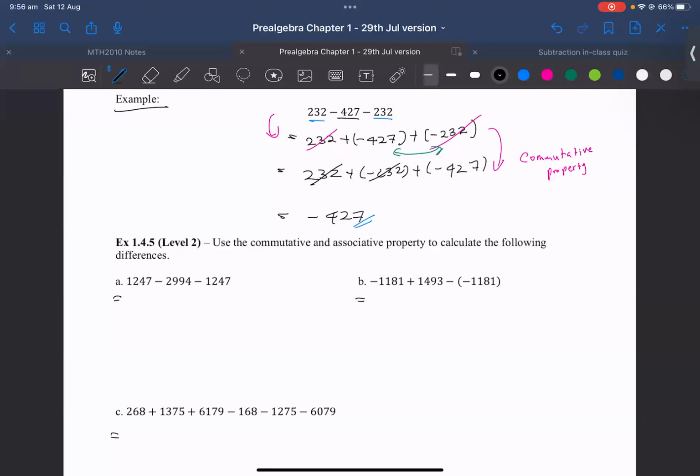Why is it negative and positive? Well, what do we actually mean by canceling out? It becomes 0. It becomes 0 minus 2994. It's not that there's nothing, it just becomes 0. So it's 0 minus 4.